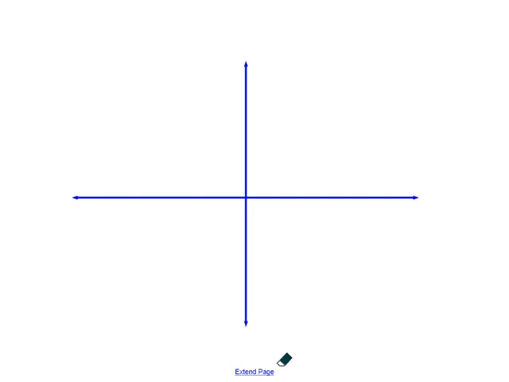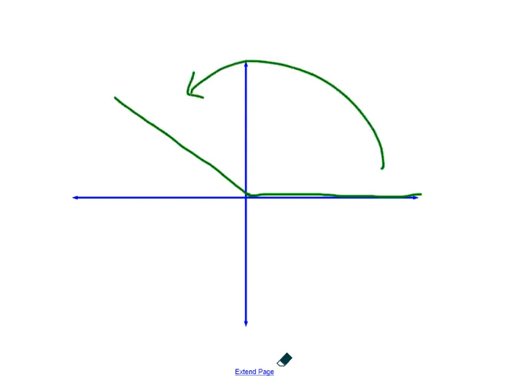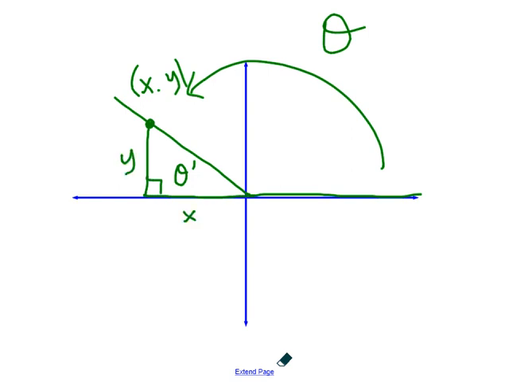Let's say I get an angle bigger than 90. There's my angle right there. I can still pick some point, x, y, and if this is theta, this is what we call theta reference down here. Again, I can draw that right triangle, and the sines and cosines, and this would still be our r, are still going to depend on the x and y coordinate.